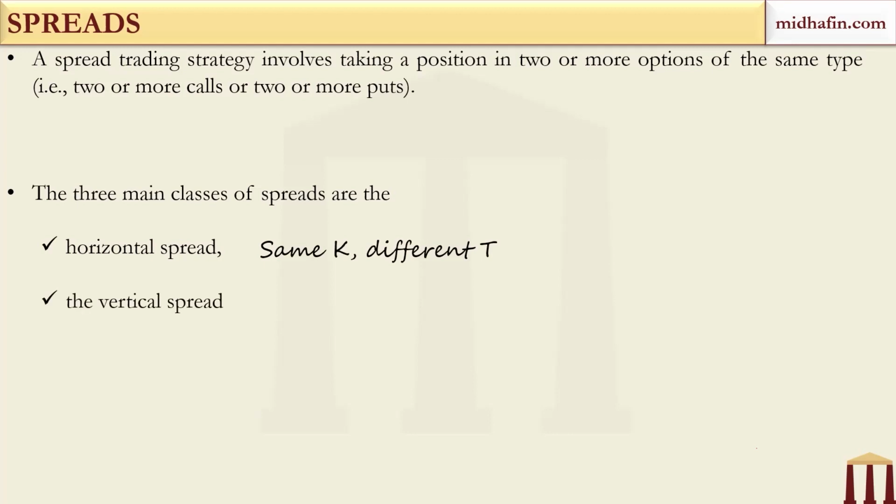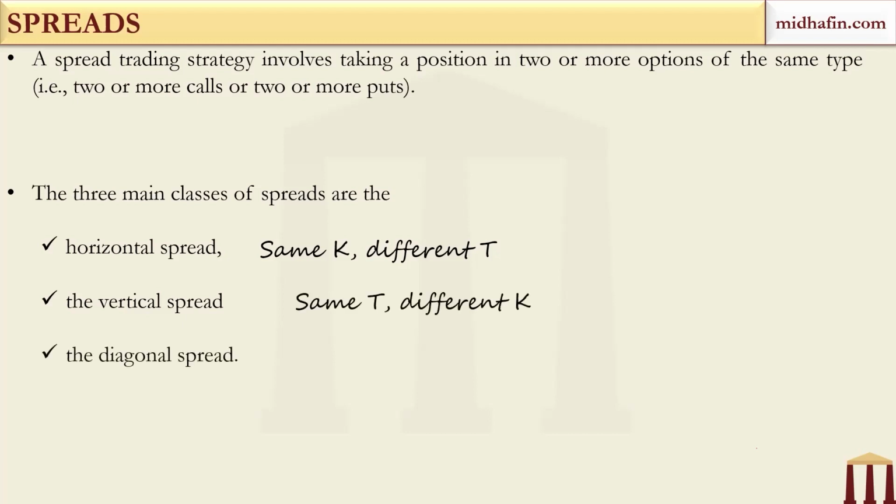Next we have the vertical spread, where the time to maturity is the same for all the options, but the strike prices are different. For example, let's say you have three options under consideration, call options A, B, and C, or let's take put options A, B, and C. They are all maturing in 3 months, but they have different strike prices, let's say 35, 40, and 45. So it's a vertical spread that you have created. We'll see in the upcoming slides, there will be some spreads which are horizontal, some which are vertical, some which are diagonal also.